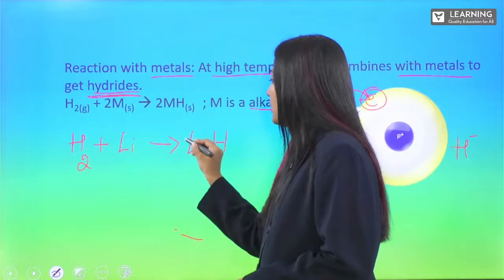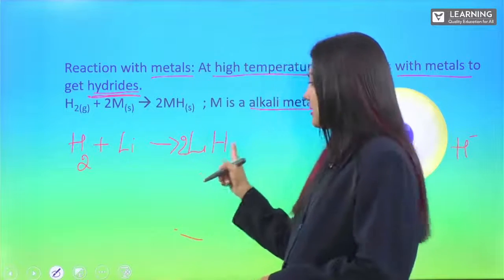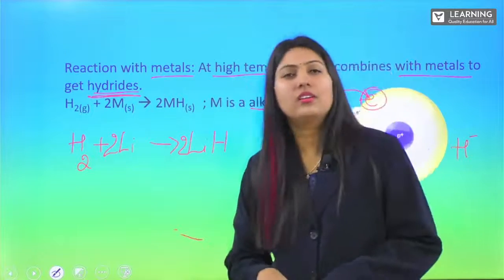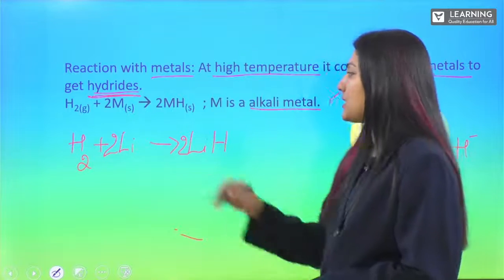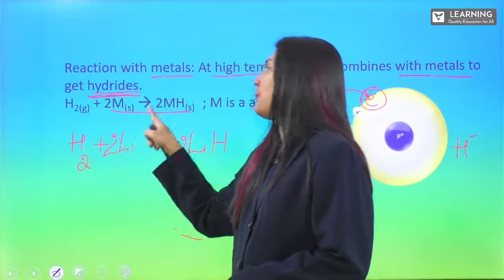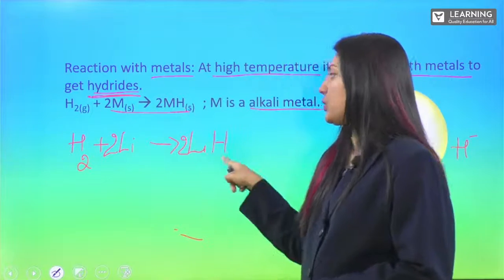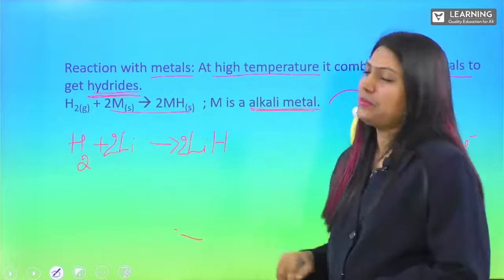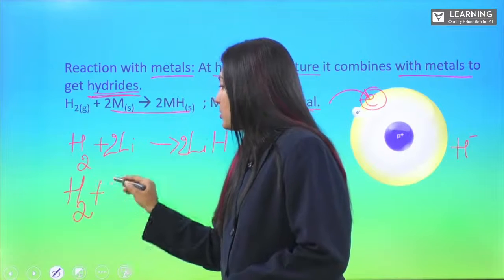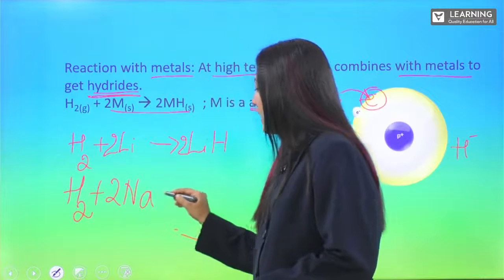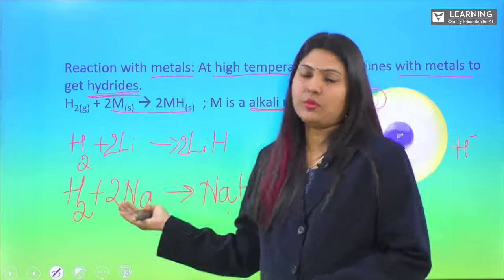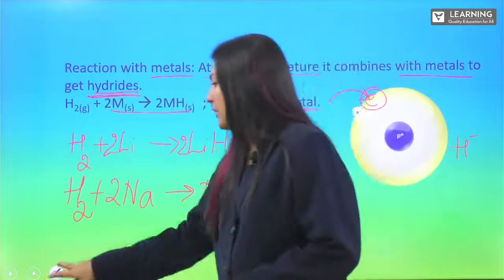It is not balanced. To balance, I'll add 2 here such that the hydrogen is balanced. Here lithium is not balanced, so I add 2 on the reactant side. Now it is balanced. Hence we get the general equation H2 + 2M gives 2MH, where M is an alkali metal. You can also take sodium, Na, which gives you sodium hydride. Likewise, potassium, rubidium, cesium, francium, any of these examples we can take.